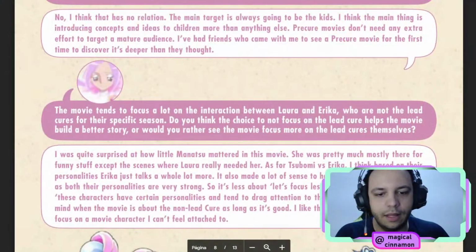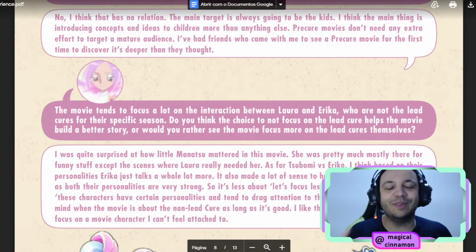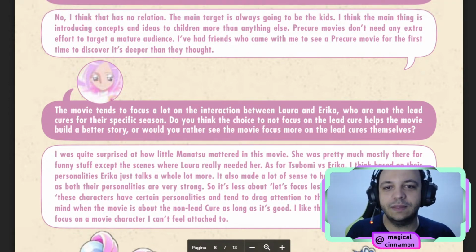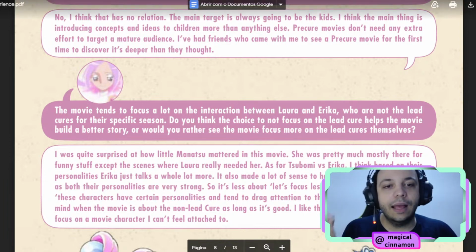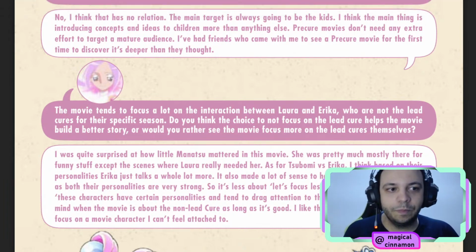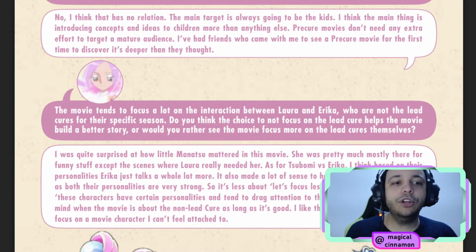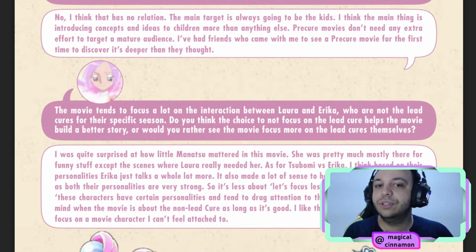So there is another question that I want to read, but the question itself is a spoiler, so I'm just going to read the answer because that's what I want to talk about. So Milda says the main target is always going to be the kids. I think the main thing is introducing concepts and ideas to children more than anything else. PreCure movies don't need any extra effort to target a mature audience. I've had friends who came with me to see a PreCure movie for the first time to discover it's deeper than they thought.